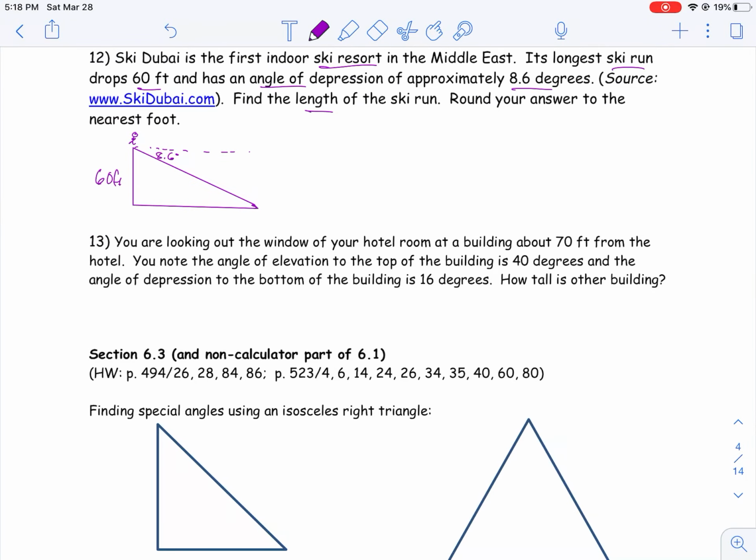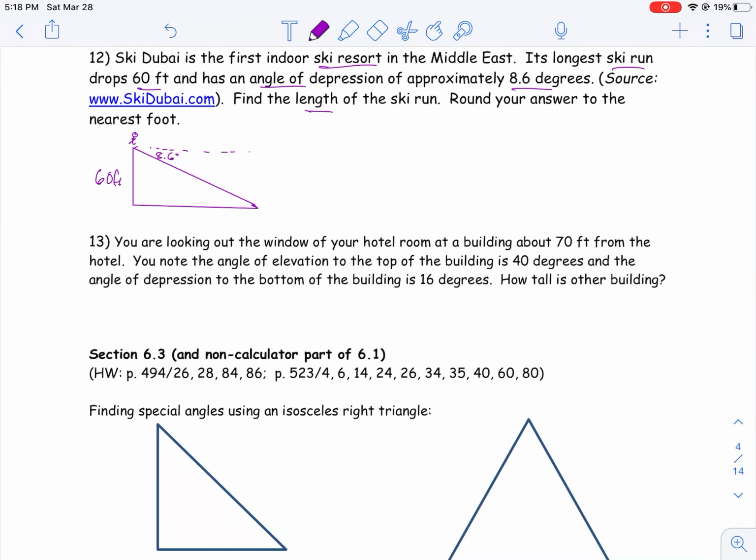Okay, this is the same question we had earlier. What is the length of the ski run? If you're the skier, I would say this is the length of the ski run here, L, or I might call it the hypotenuse because that's the hypotenuse, no matter what angle we pick. So if this is 8.6, we've got the hypotenuse, we've got 60 feet. How are we going to do this problem?